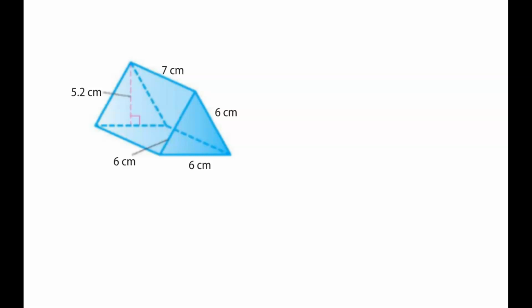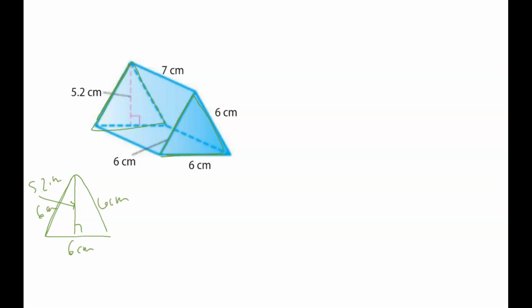All right, so let's find the surface area of this triangular prism. And I always start by finding the surface area of the triangle bases too. And there are two of them, and they are identical right here and there. And so when I draw that out, it shows me that the height of that is going to be 5.2 centimeters. And all of the sides of the triangle are going to be the same.